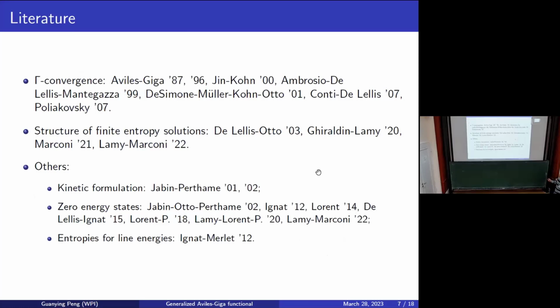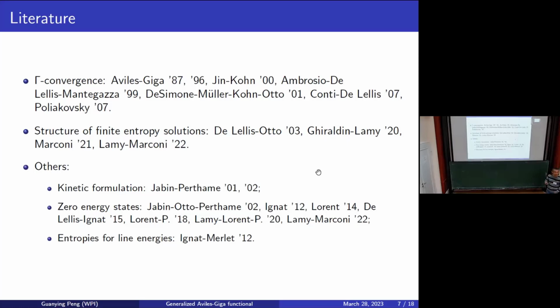And also the Lamy inequality was proved by Ambrosio, Villalis, Montegaza using a special class of entropies. And under an additional assumption that either gradient of U or M belongs to the BV space, the Lim-Sup inequality part of the gamma convergence was also settled by Conti, Dilatis and Poliakowski independently. However, without the additional BV assumption, the Lim-Sup part still remains open.